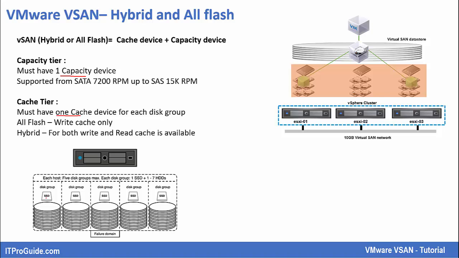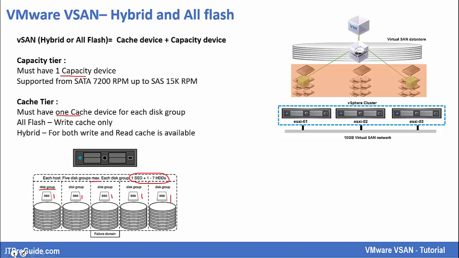In the cache tier, you need a minimum of one cache device for each disk group. When you look at the picture, you can see one SSD is reserved for each disk group for performing the cache tier. And if it is an all flash configuration, then only write cache is required. 100% of the flash capacity is used for write cache only, because it is a high performing disk, so read cache is not required. In a hybrid configuration, cache is available for both write and read.